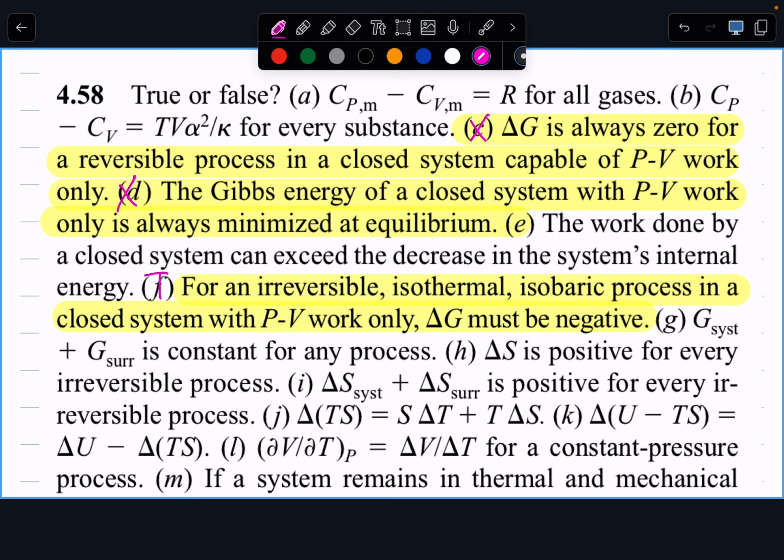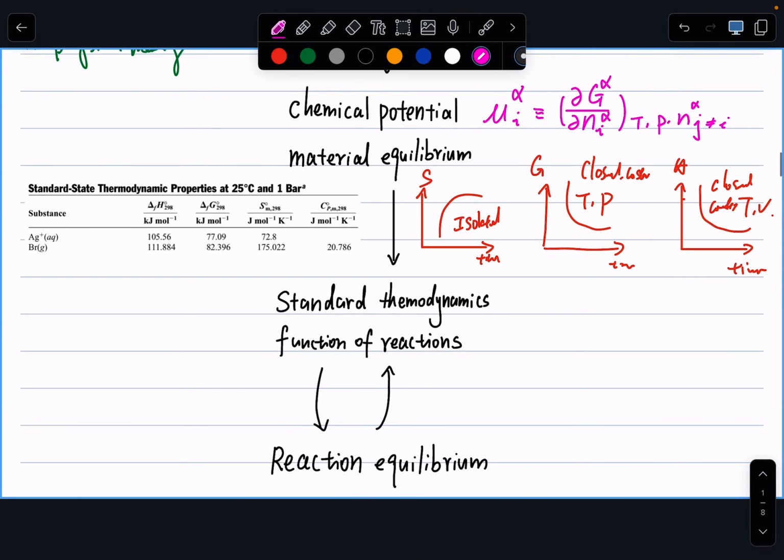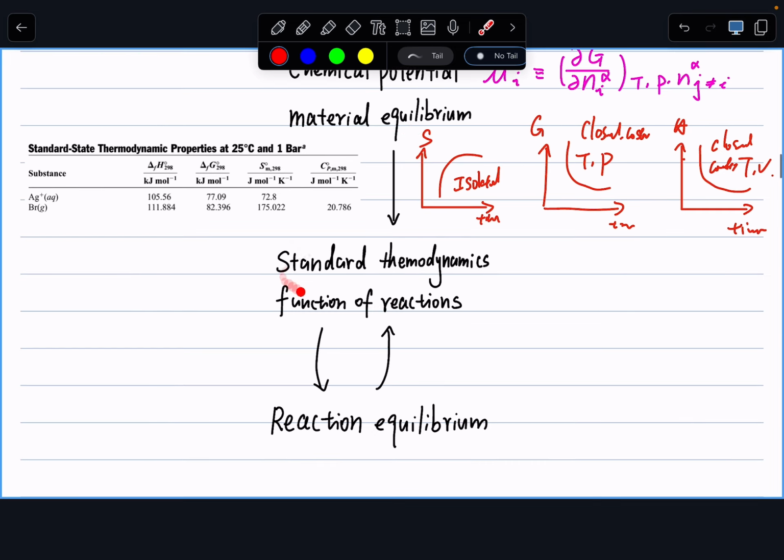All right, so let's go back to our diagram here. And now we're talking about Chapter 5, right? So we went over chemical potential, material equilibrium. We also discussed the standard thermodynamic formation of reactions. So in this whole part here, we're talking about the appendix table, right? Or the standard state thermodynamic table.